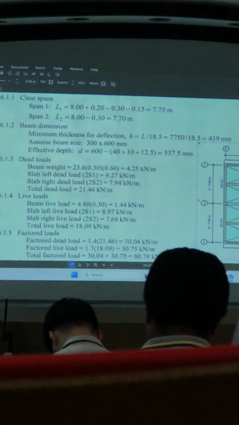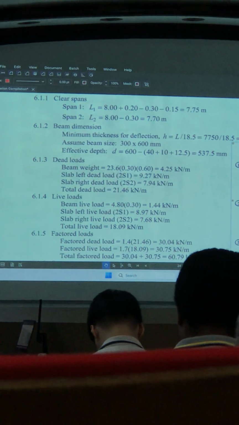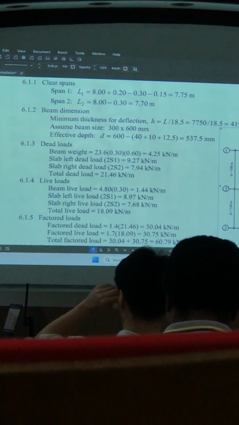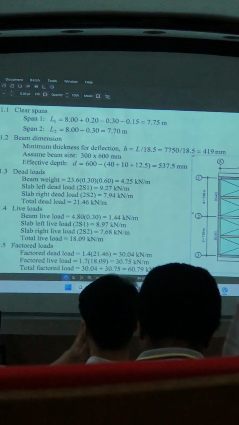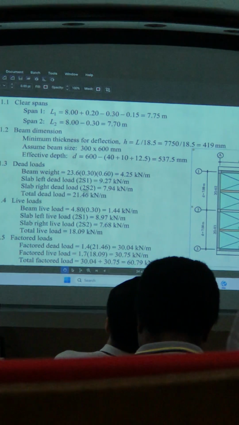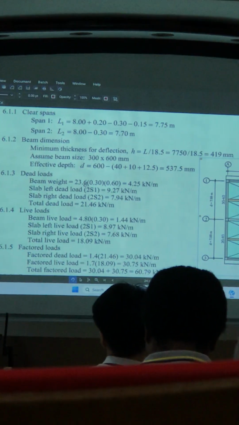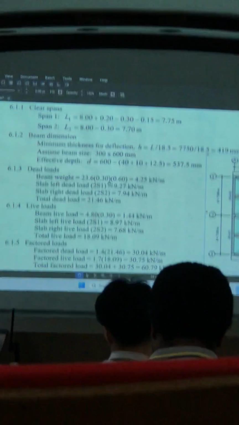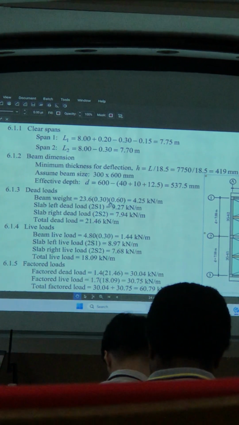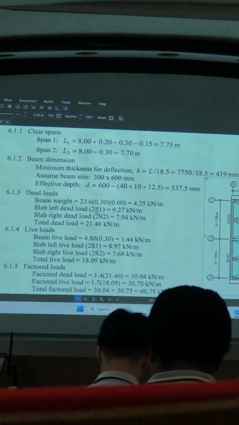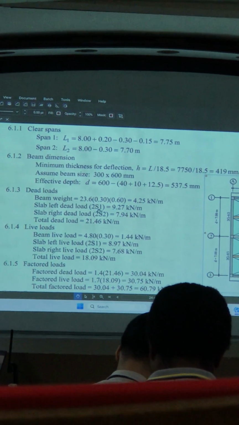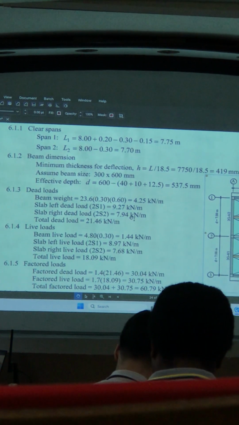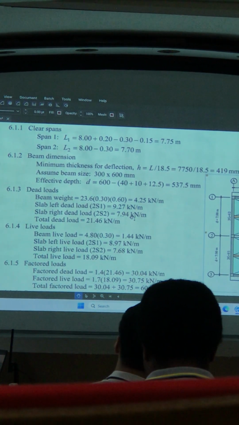Next we compute the dead load. The dead load consists of the beam weight, the dead load coming from slab 2S1 and the dead load coming from slab 2S2. For the beam self-weight, that is unit weight of concrete multiplied by the dimension of the beam, 0.3 by 0.6 meter. Then the slab left dead load coming from 2S1 we have already computed from the slab design.